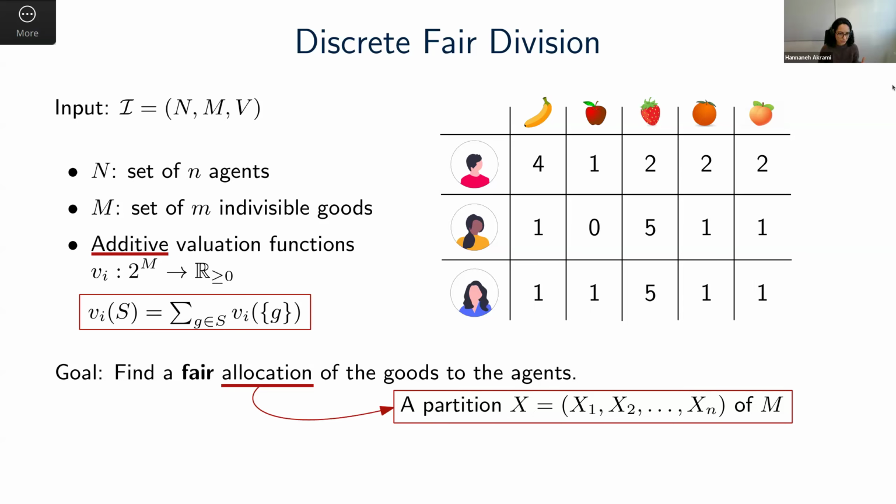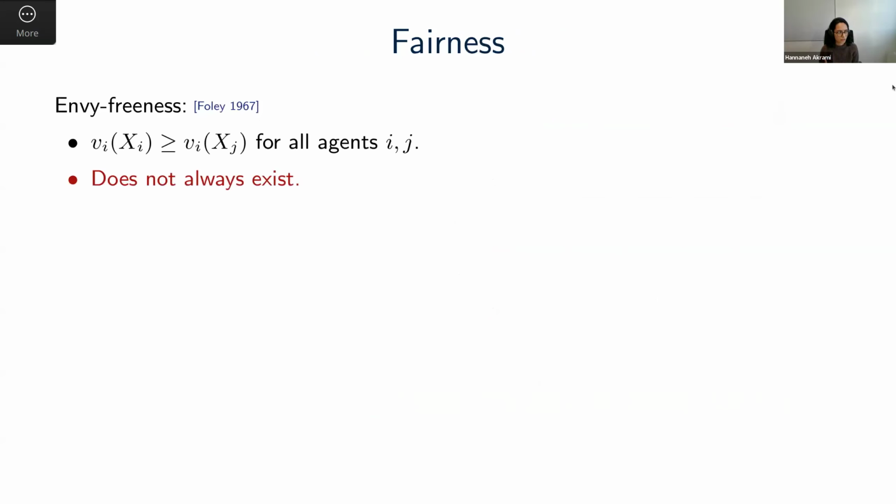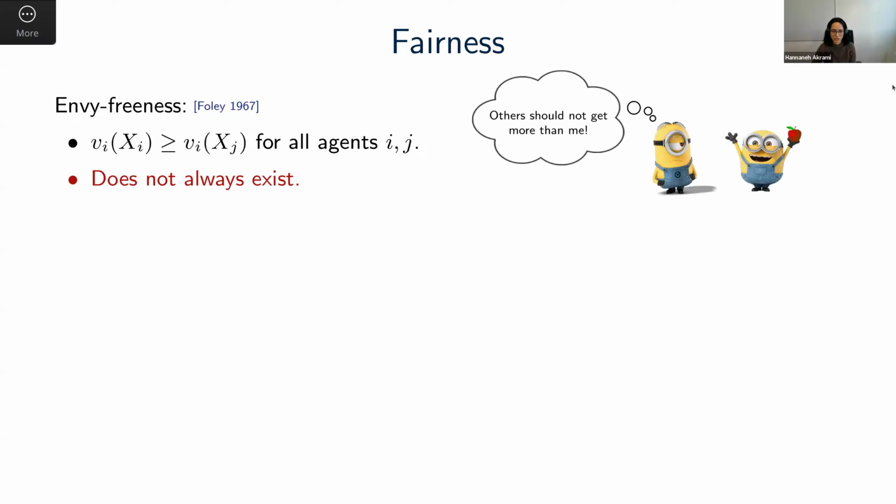Now we want this allocation to be fair, and what do we mean by fairness? There are many different notions of fairness, mainly envy-based and share-based categories. First, I will start with envy-based categories, the most important of which is envy-freeness. As the name suggests, it means that no agent should strongly prefer another agent's bundle over their own bundle. So vi of xi, the utility agent i has for her own bundle, should be at least as much as vi of xj, the utility she has for agent j's bundle. Now we all know envy-free allocations do not always exist in the setting of indivisible goods.